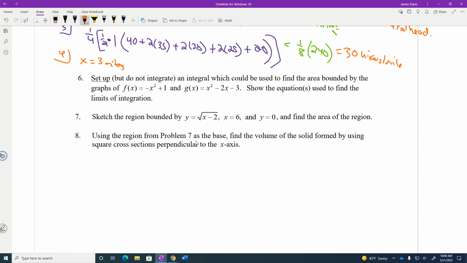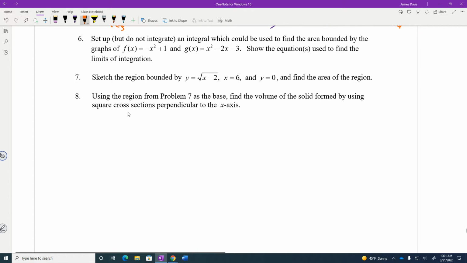So number 6, set up an integral which could be used to find the area bounded by these two graphs. The equation is used to find the limits of integration. So we've got to set it up but not integrate it. We also need to show how I found the limits. So how are we going to find the limits? Let's do that first. We need to set them equal to each other, right? So let's go do that. I'll give you guys a couple minutes to see if you can factor that.